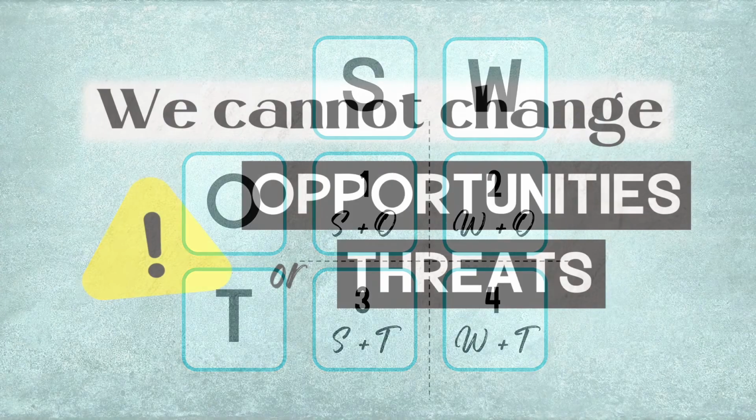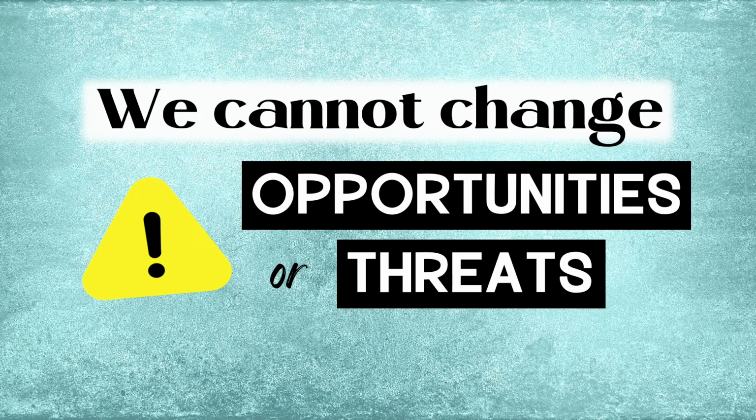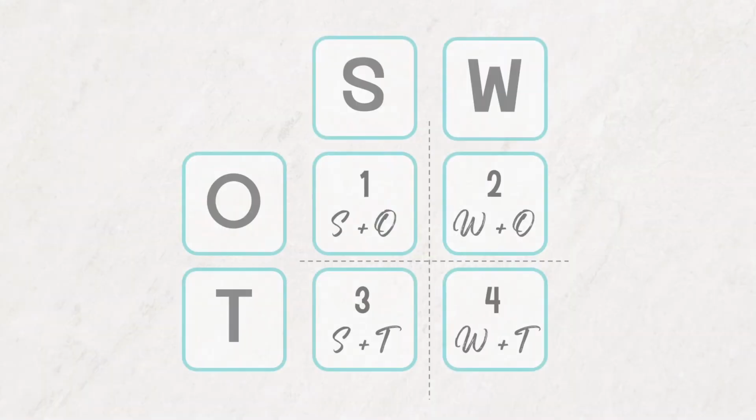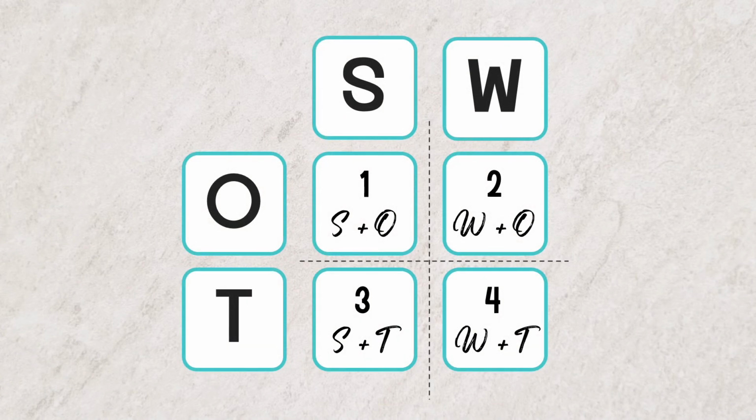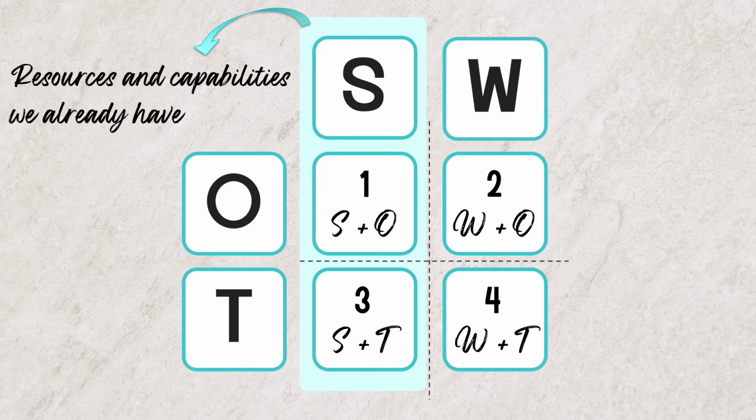Remember that we cannot change opportunities and threats. They are external, and the SWOT is a snapshot of a specific moment in time. So they are what they are. What we can do is take advantage of our strengths and address our weaknesses. So, in the first column, we have ideas for projects and initiatives that make use of resources and capabilities that we already have to take advantage of opportunities or to mitigate threats. We are working with what we are already good at.